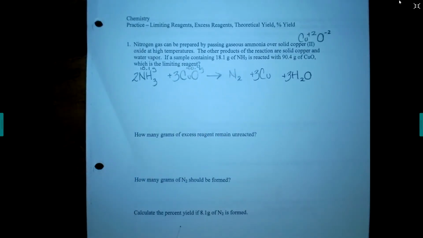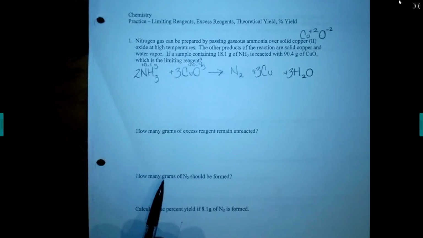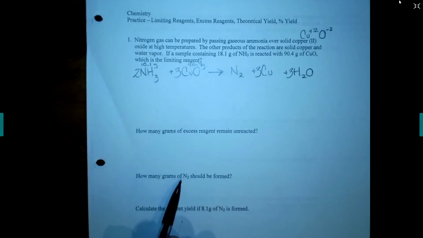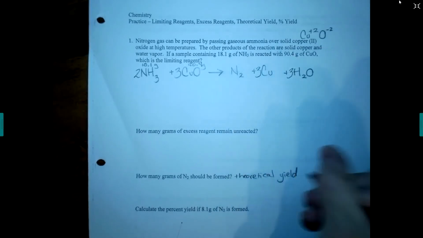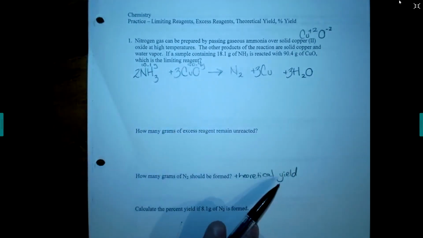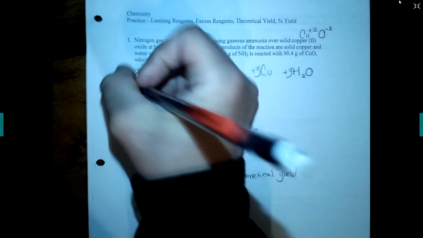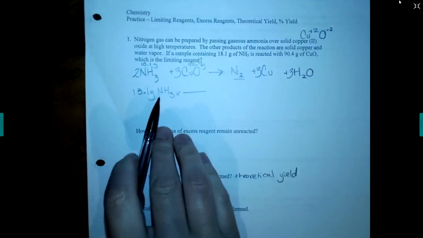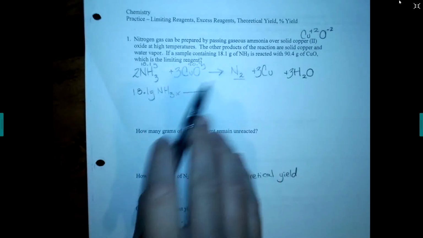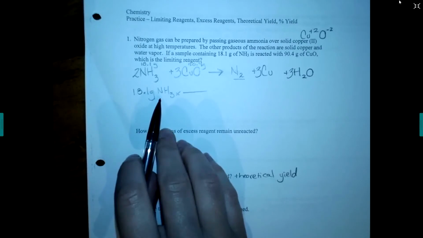But we can save ourselves some time if we look a little bit further in this problem. If you look down to question number 3, it asks how many grams of nitrogen should be formed. So it's specifically asking us to find the theoretical yield of this product. Since I'm going to have to find that later, and you'll notice that the last question is also about nitrogen, that's the product that I'm going to use for my problem. So I'm going to take ammonia, 18.1 grams. And remember, before I go from grams of one reactant to grams of this product, I need to first convert this into moles. Then I'm going to set up a mole-to-mole ratio, and then I can convert my final answer back into grams.